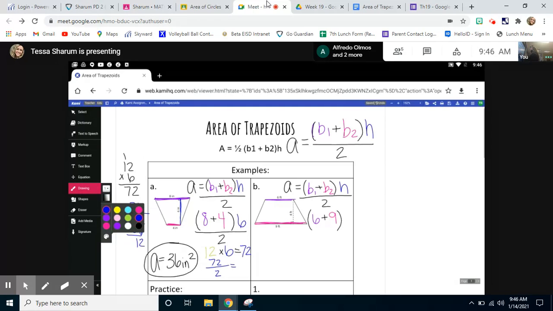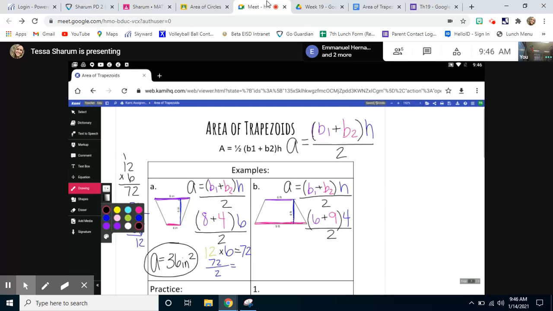And then my height is wherever both of my bases are aligned. So there's going to be a line that goes and touches the top base and the bottom base. And that will be 4. And then don't forget, you're still going to divide by 2. So you got to bring all those steps down. You're still going to take care of those things.